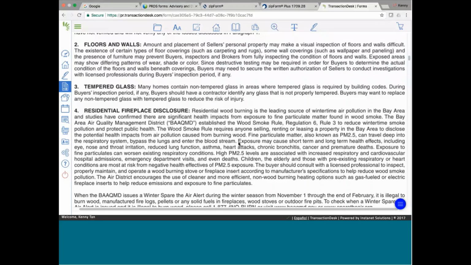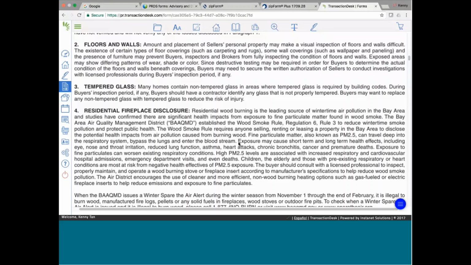The Bay Area Air Quality Management District established the Wood Smoke Rule, Regulation 6, Rule 3, to reduce wintertime smoke pollution and protect public health. The Wood Smoke Rule requires anyone selling, renting, or leasing property in the Bay Area to disclose the potential health hazards from air pollution caused from burning wood. Fine particulate matter, also known as PM 2.5, can travel deep into the respiratory system, bypass the lungs, and enter the blood system. Exposure may cause short-term and long-term health effects, including eye, nose, and throat irritation, reduced lung function, asthma, heart attacks, chronic bronchitis, cancer, and premature death. Exposure to fine particulates can worsen existing respiratory conditions.